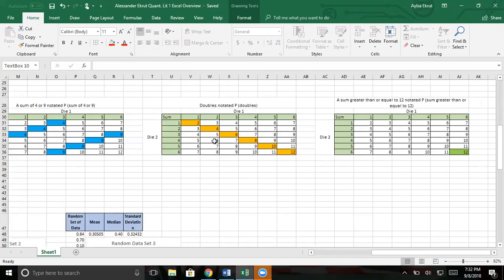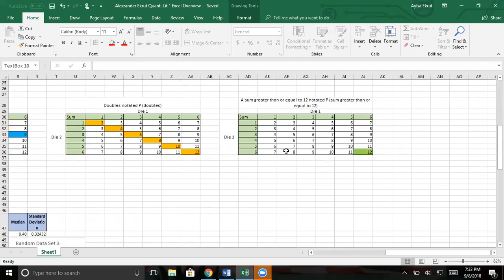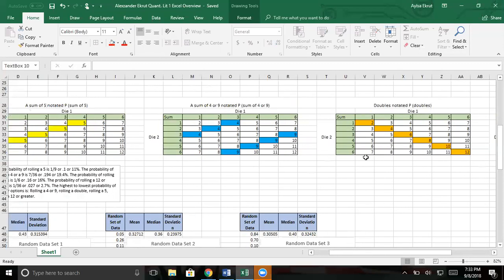And then the probability of rolling doubles, which is 1, 2, 3, 4, 5, 6 out of 36. And then the probability of rolling a sum greater than or equal to 12, which is only 1 out of 36, because you can only roll 12 one way, and you can't roll greater than 12 unless you're using dice that aren't six-sided. So that's 1 out of 36.